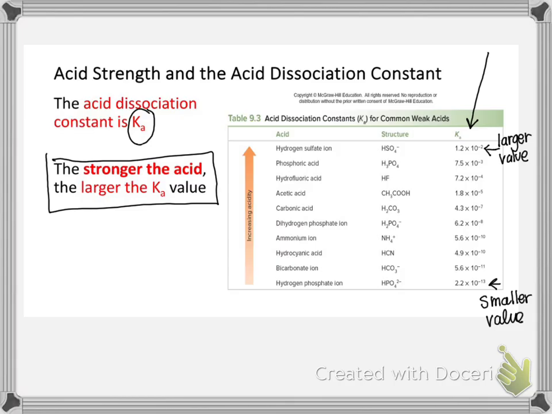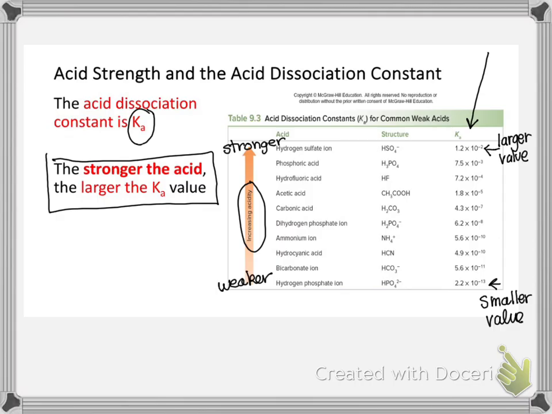And as you can see, it says increasing acidity. So at the top of these are the stronger of these acids, and these are the weaker down here. Now, a Ka is for weak acids because remember, all strong acids are the same. They all dissociate 100%. So they wouldn't have this value. But weak acids make only partial products, but it can vary depending on the acid.